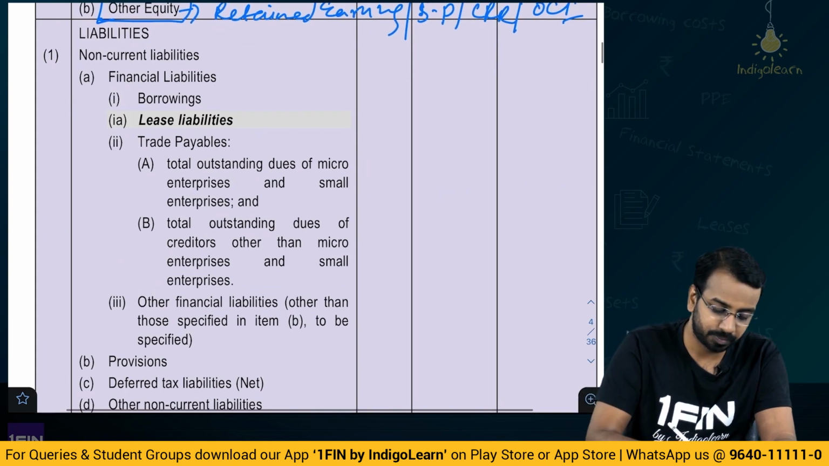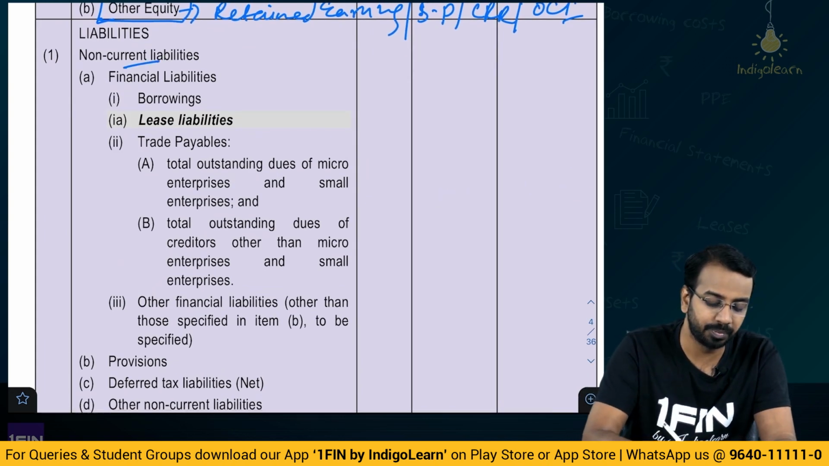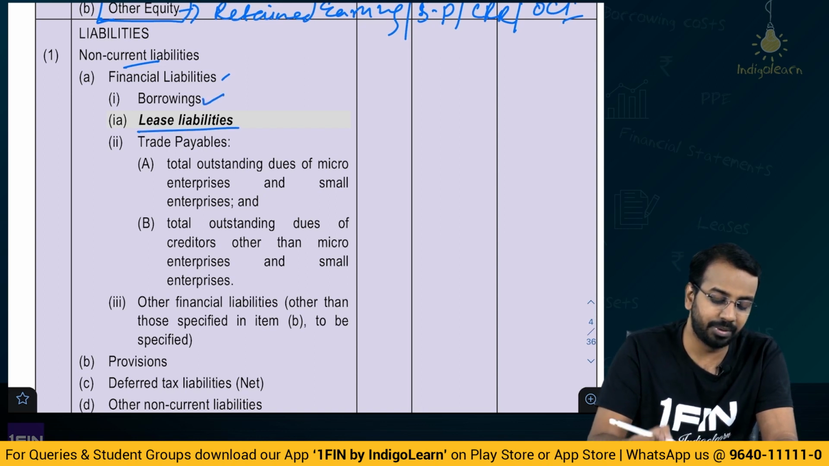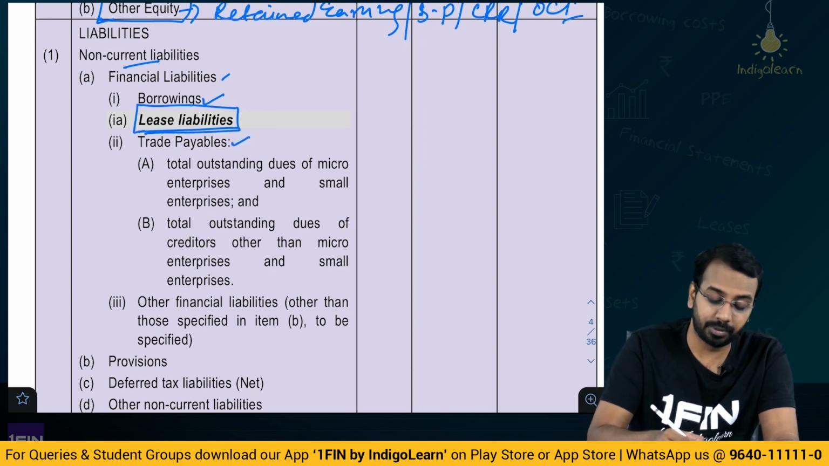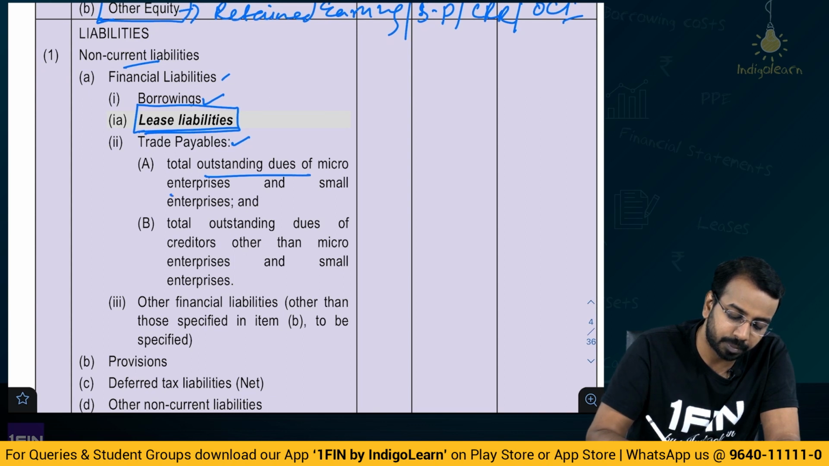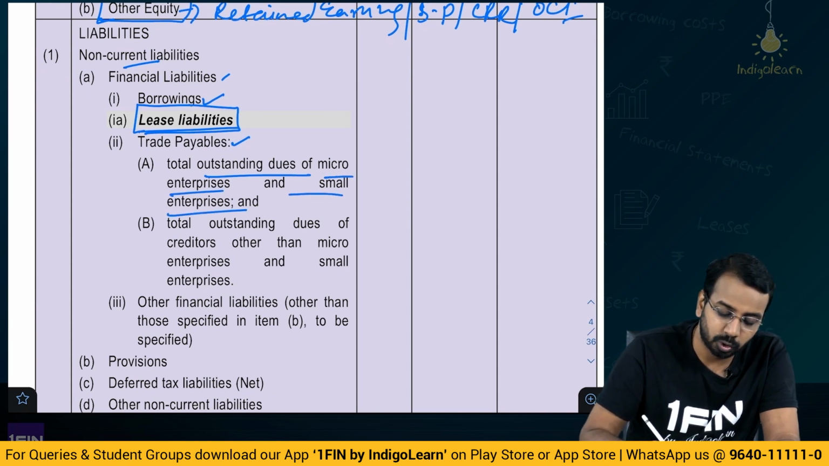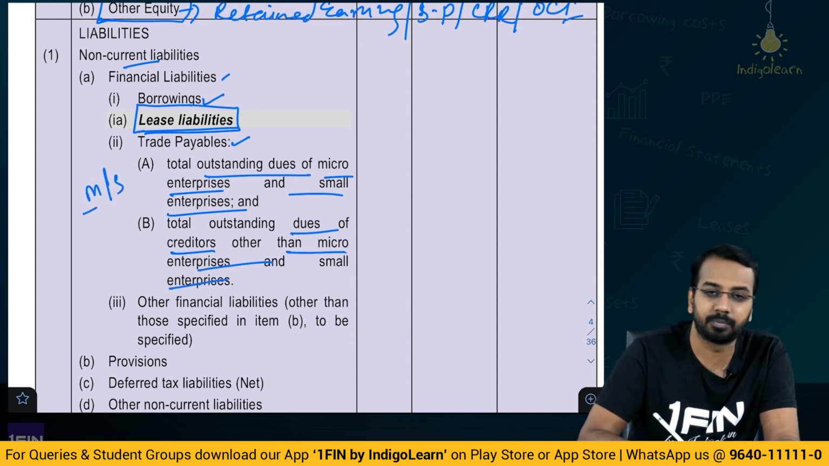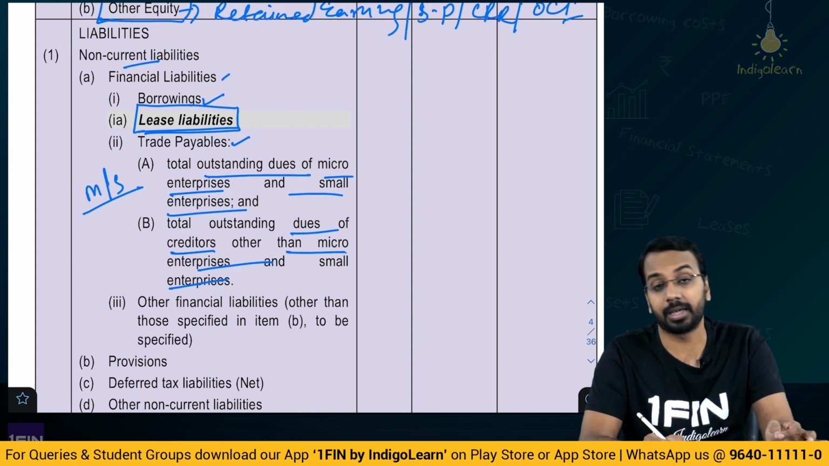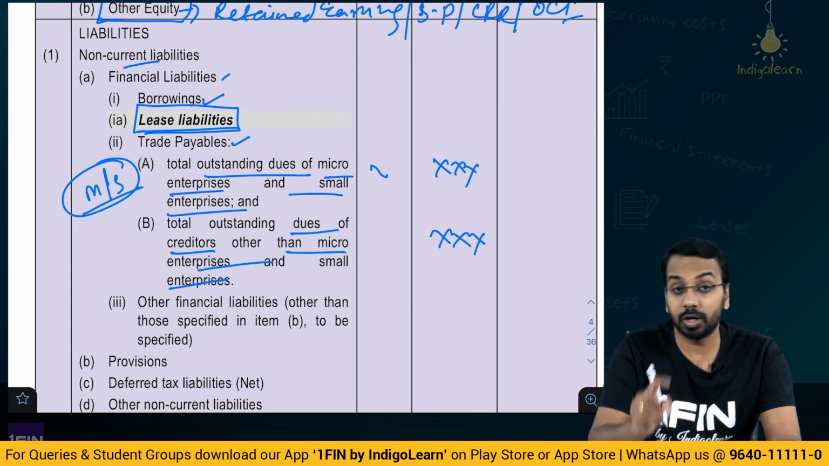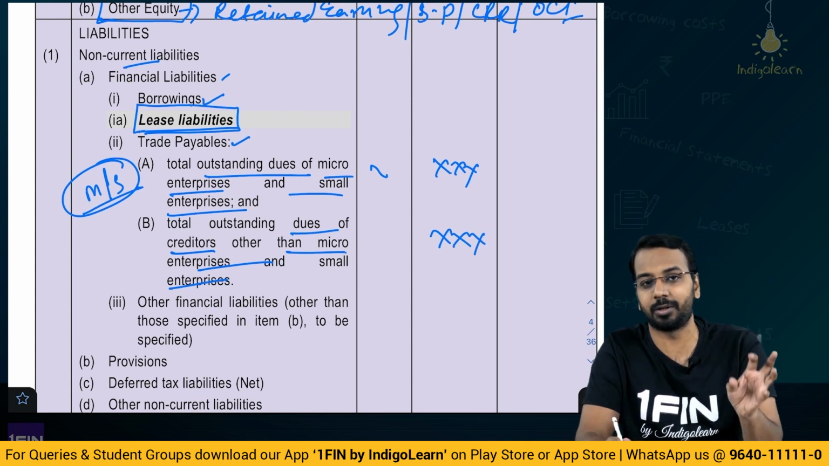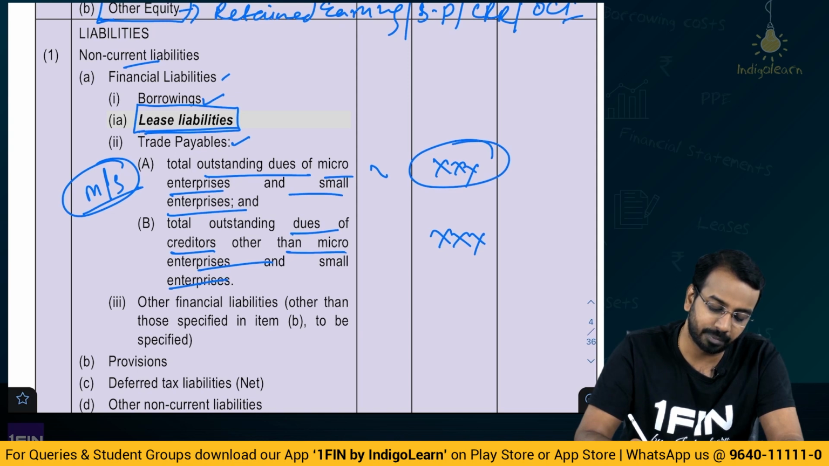Then coming to liabilities, non-current and current, again that classification. Financial liabilities again covered by financial instruments, which has borrowings, lease liabilities, right? So that is a fresh addition, lease liabilities. Then trade payables to be segregated under total dues of micro enterprises and small enterprises, and total dues of creditors other than micro and small. So if the question gives you micro and small, not medium, micro and small, then you will present it here, others you will present here. So if the question tells you that to micro and small enterprises this is the amount outstanding, that you will present here, the balance part you will present here.